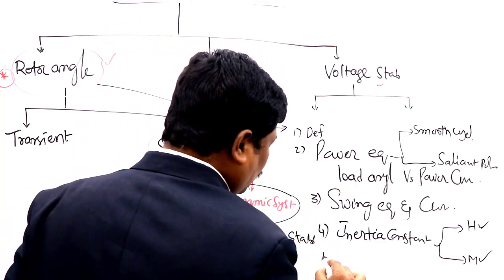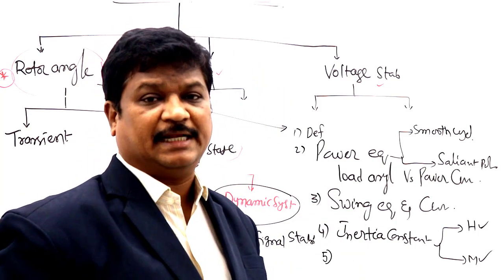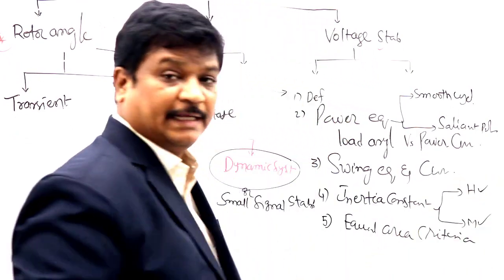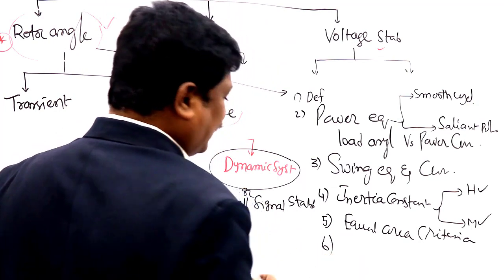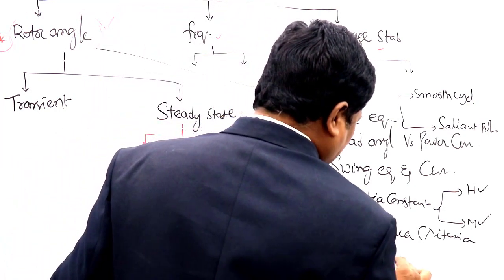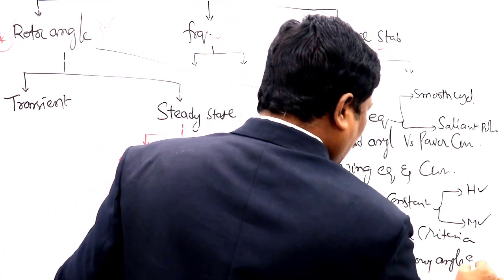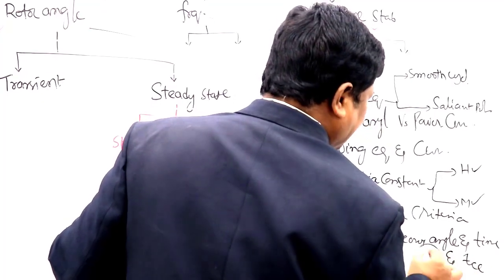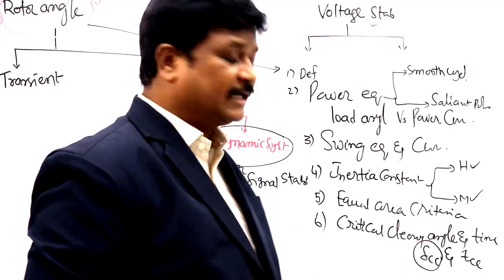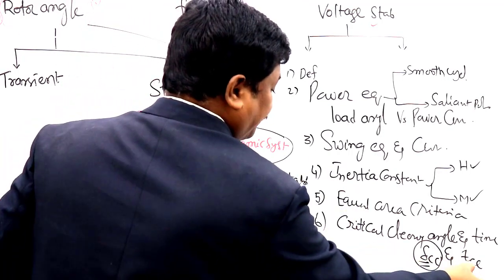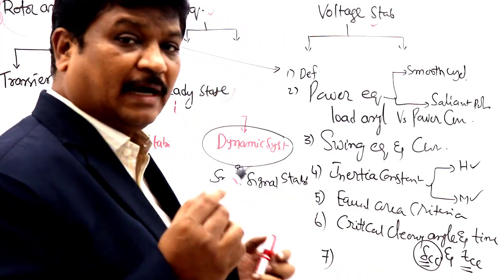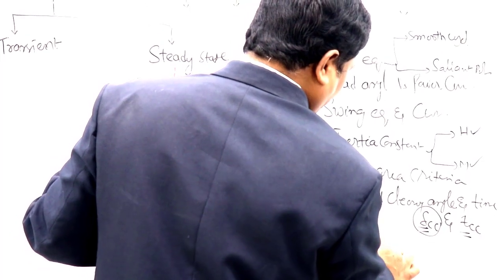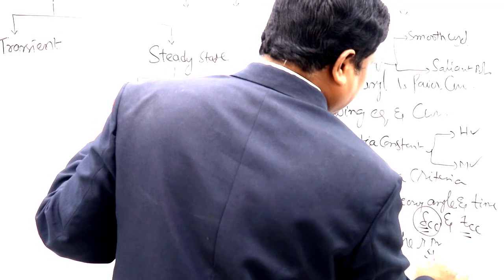After completing this topic, we move to the equal area criteria. And the last topic, which may be very important, is the critical clearing angle and also the critical clearing time. We have to calculate delta CC and TCC. Delta CC is the critical clearing angle and TCC is the critical clearing time. This one is the angle, this one is the time. And one more thing we have to discuss is how stability can be improved. What are the methods to improve both transient stability and steady state stability?